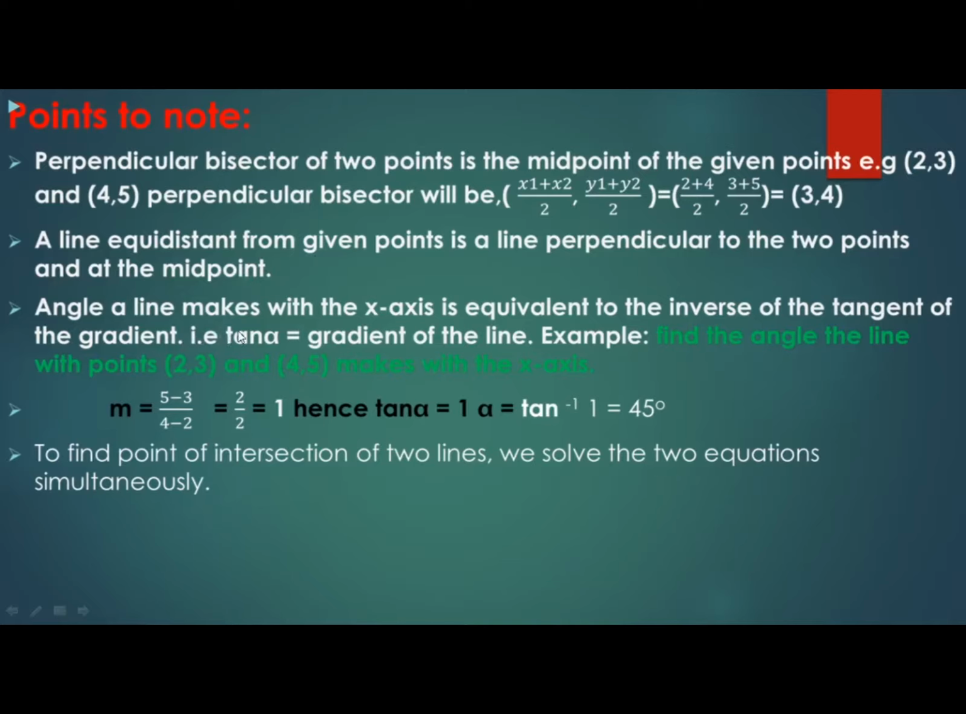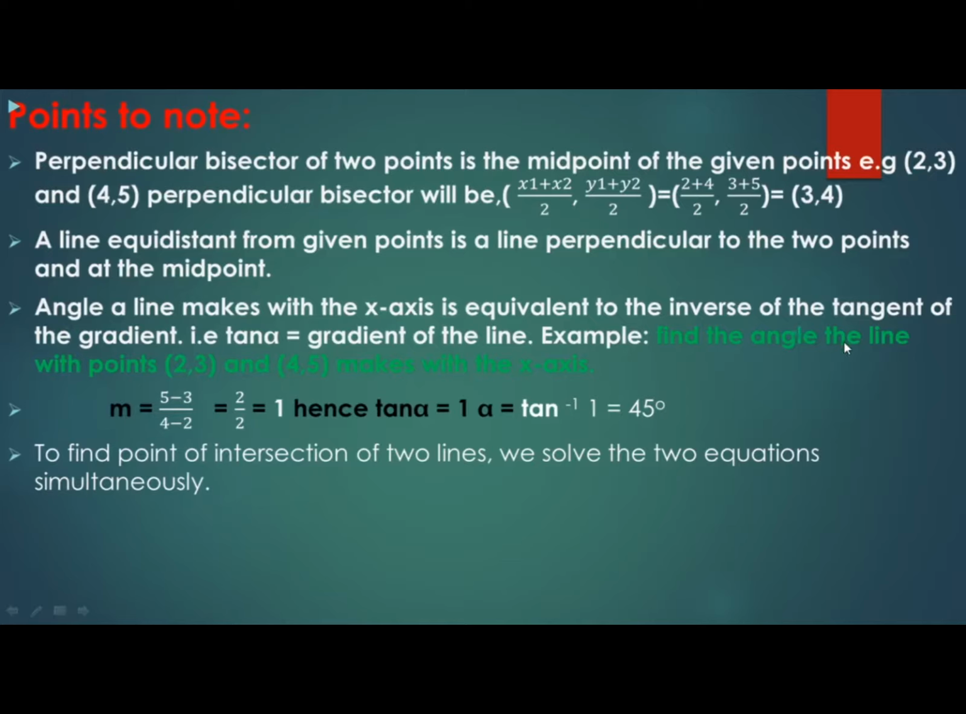Another point that you need to note is that sometimes you might find a question asking about an angle that a line makes with the x-axis. When you're told about an angle a line makes with the x-axis, you need to think about the tangent. The tangent of the angle made with the x-axis equals the gradient of the line.